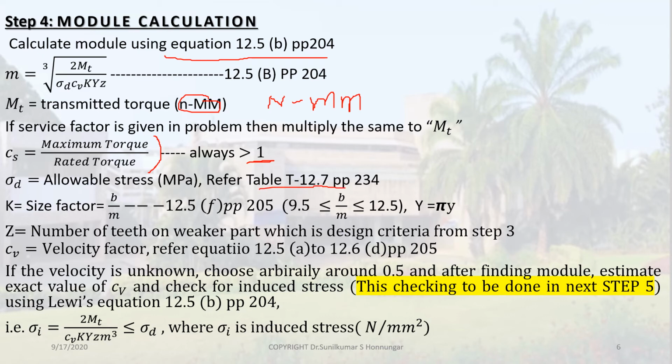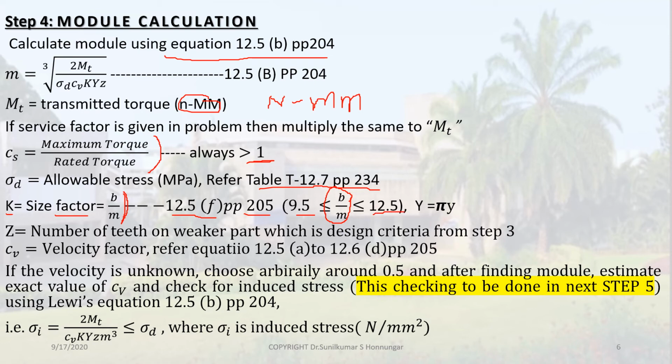For that, again repetition, here table 12.7, page number 234. And K, capital K, is a size factor, which again I narrated is b by m, where small b is the face width and m is the module. It is unitless, and for that value from the data book, refer to equation 12.5f, page 205. It says that this ratio b by m, or K, has to be between 9.5 and 12.5.